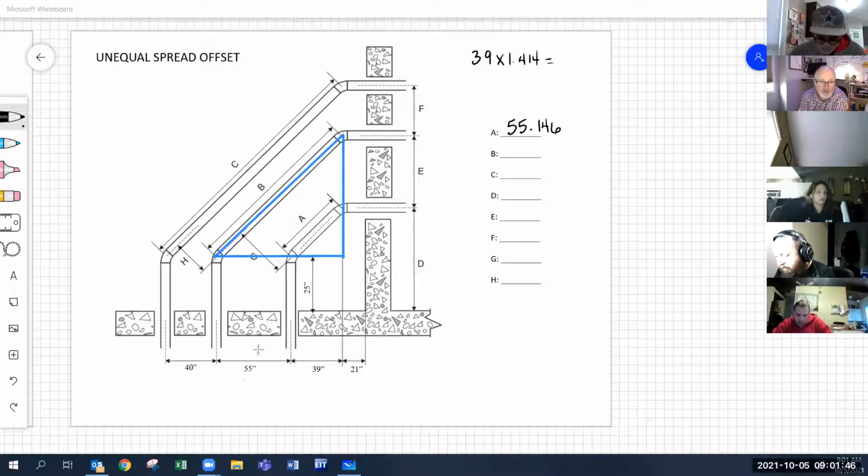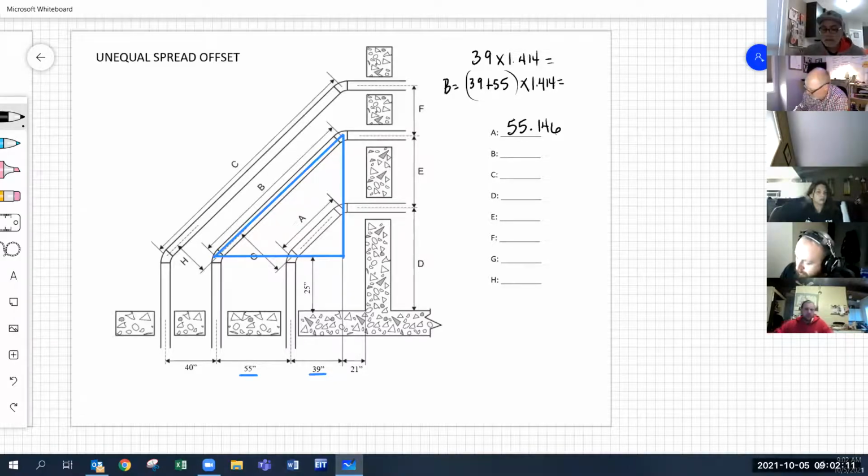And now my run for this right angle triangle starts here. 55 plus 39. Okay? So that's the run of that right angle triangle. So B would equal 39 plus 55, I put a bracket, times 1.414. So B comes out to 132.916.